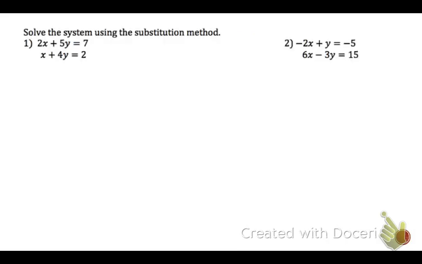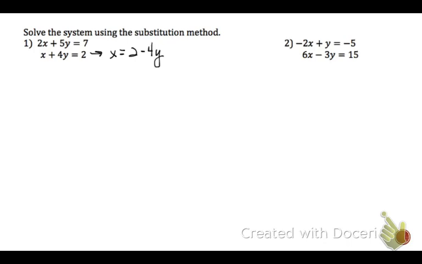So look at example number 1. We have the system 2x plus 5y equals 7 and x plus 4y equals 2. You can see in the second equation that you have your x variable with the coefficient of 1. So let's solve for that variable. We'll subtract 4y, and you can put it behind the 2.